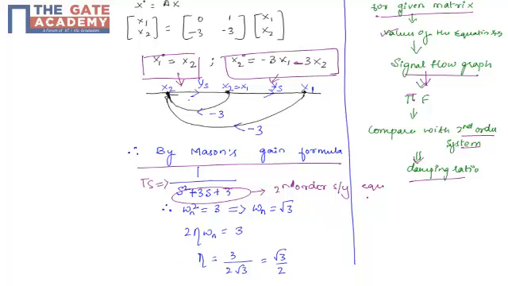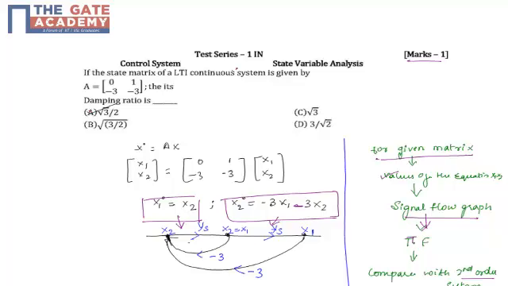So comparing with the second order equation, we'll obtain omega n square as 3, and from that we'll obtain omega n as root 3, and 2 eta omega n, which can be equated to 3, and from this equation we can obtain the eta value as root 3 by 2, that is nothing but the damping ratio, which is option A, root 3 by 2.